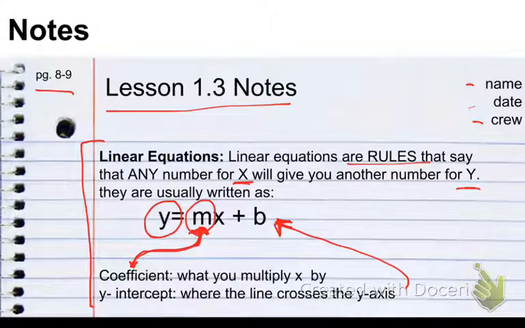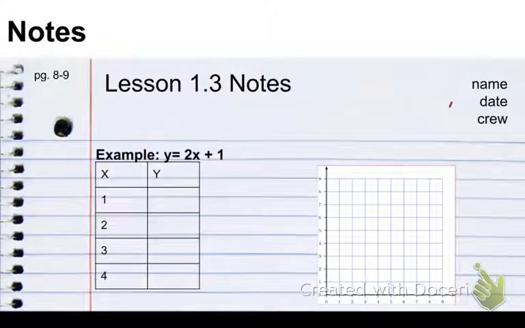Okay, but now let's look at what this actually means. Here's an example of a linear equation: y equals 2x plus 1. What does that mean? Well, that means that if x is 1, I just plug x into this equation. So I do 2 times 1, because I get that from the 1 here, plus 1. 2 times 1 is 2, plus 1 is 3.